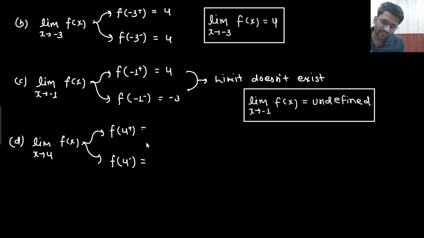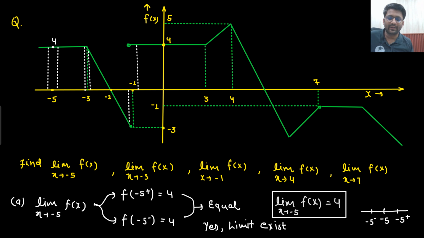So just after 4, what is the value? Just before 4, what is the value? Look at the graph and let me know the answer. Just after 4, the value is 5 only. Just before 4, the value is also 5.